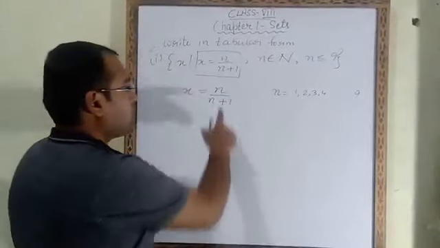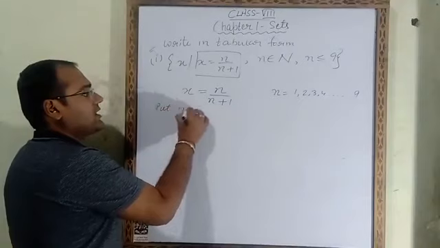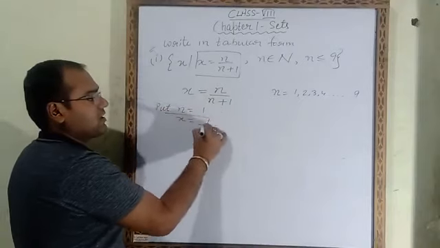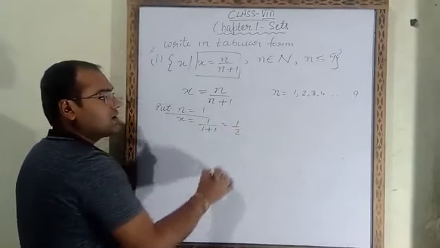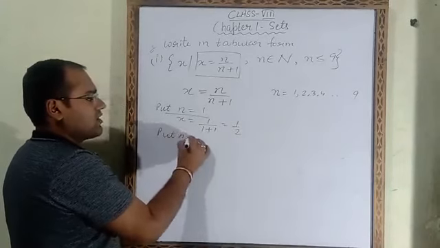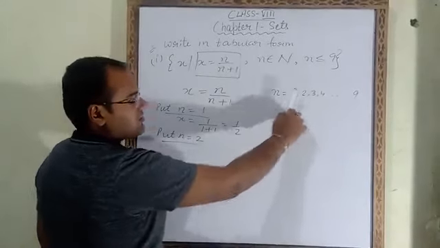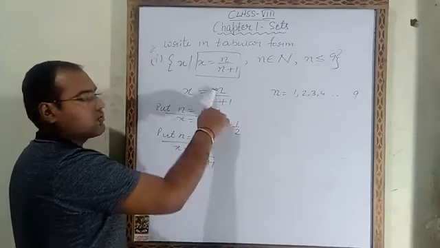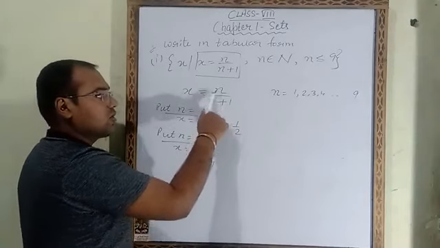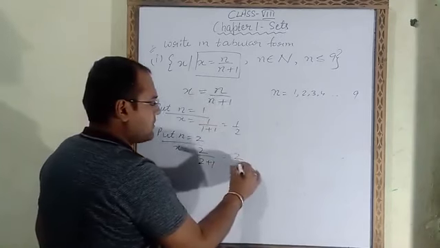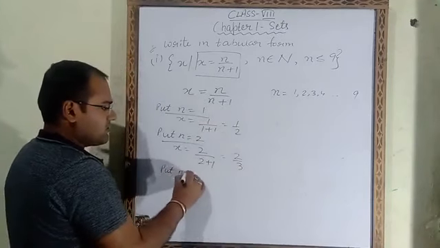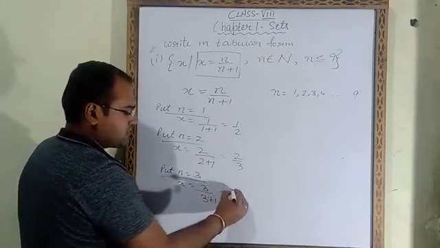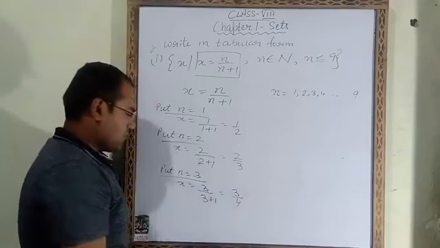So we will put n is equal to 1. When we put 1 here, the answer will be x is equal to 1 upon 1 plus 1, that means 1 upon 2. Now put n is equal to the next value. What is the next value of n? 2. x is equal to 2 upon 2 plus 1, that means 2 upon 3. Now put n is equal to 3. x is equal to 3 upon 3 plus 1, that means 3 upon 4.